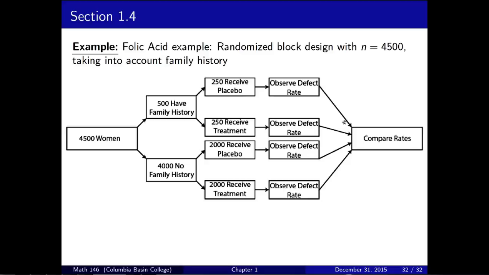Now you can do two things. Well, more than two things. You can look at, was the folic acid effective among people with family history? Was it effective among people without family history? And overall, was it effective? Okay, so it's a lot more powerful. It reduces your risk of confounding the treatment with a factor, and it also allows you to look into more specific groups. All right, so this was just a quick overview of the topics in section 1.4.